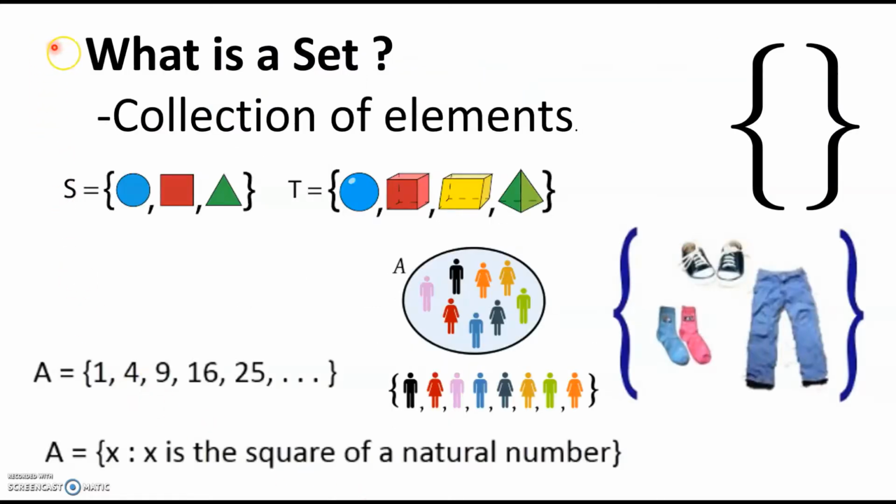What is a set? A set is a collection of elements. Let's look at the set S here. S is a collection of two-dimensional shapes. T is a set of three-dimensional shapes. And you have a set here, which is a collection of people. You have a set here, which is a collection of things, objects. And you have a set here, which is a collection of numbers. So set theory is basically dealing with sets, which can be defined as a collection of elements. And it always starts with an open parenthesis and closes with a closed parenthesis.